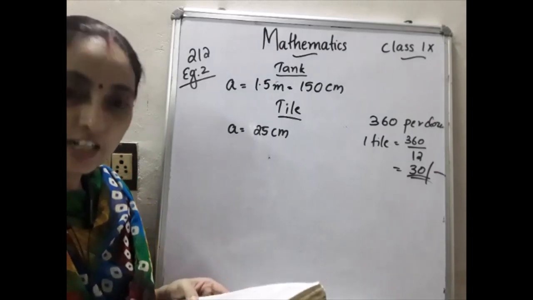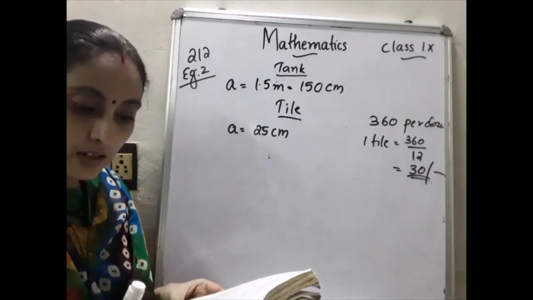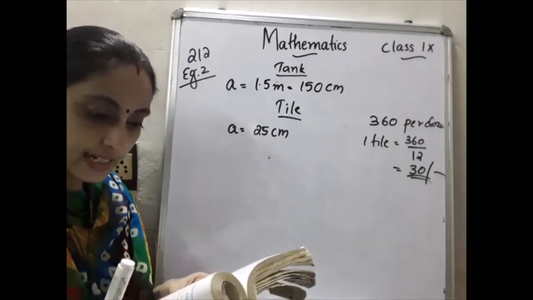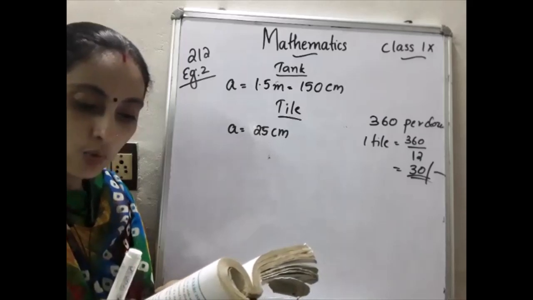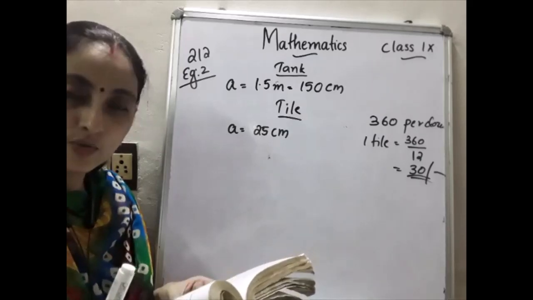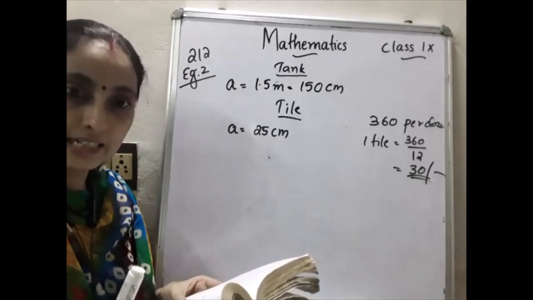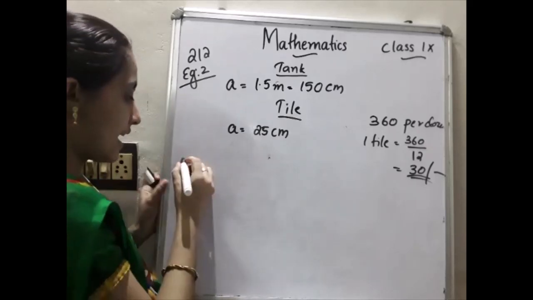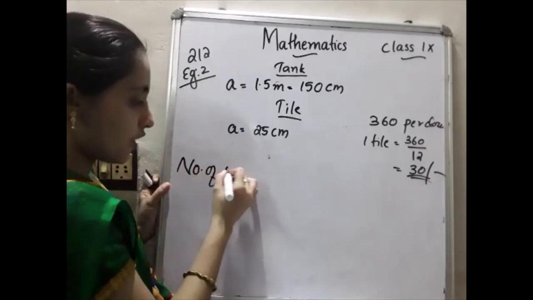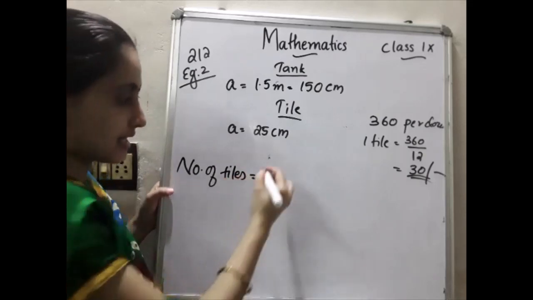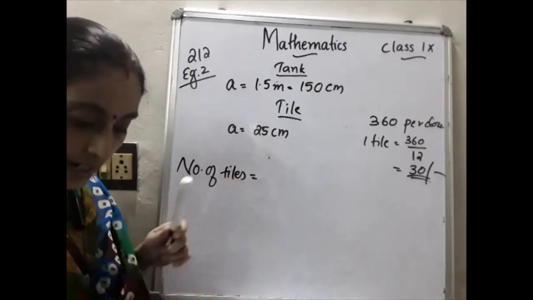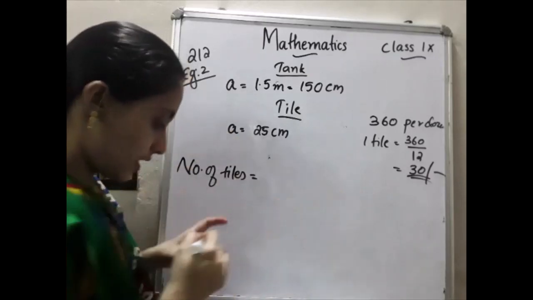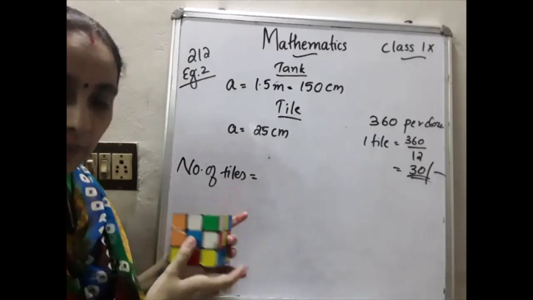Then what is the specialty of the tank? You want to cover it excluding the base. Find how much he would spend for the tiles. You want to find the amount for tiling the tank. So how will you find the number of tiles required? How will you find? What we have to find is, this is a cuboidal tank.